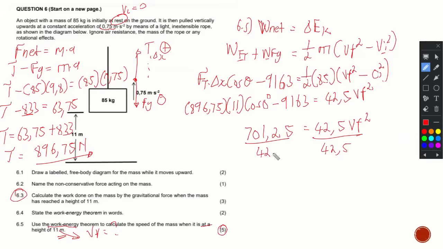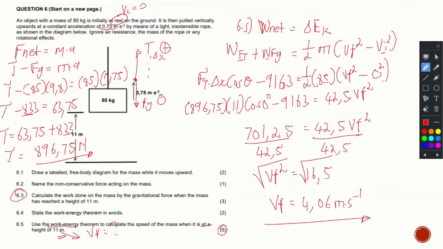So very nice question here. We have Vf squared is equal to that divided by 42.5. It's going to give us 16.5. Right, so let's confirm. 701.25 divided by 42.5. Yes, that's the one. And then now at this point, we can take the square root of both sides. So 16.5 inside the square root. This will give us a final velocity of 4.06 meters per second. And then there we go.